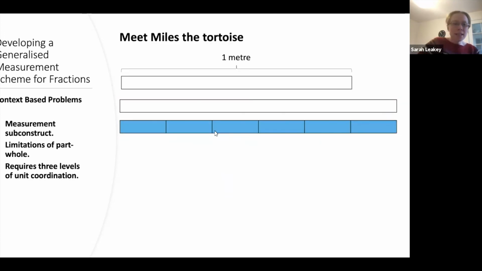So coming back to this and looking now at these 3 levels of unit coordination, our pupils have already made sense of unit fractions. That's one level. Our pupils have also made sense of how many of those unit fractions fit into one whole. That's our next level, what the whole is. So 5 units of 1/5, or 5 lots of 1/5.